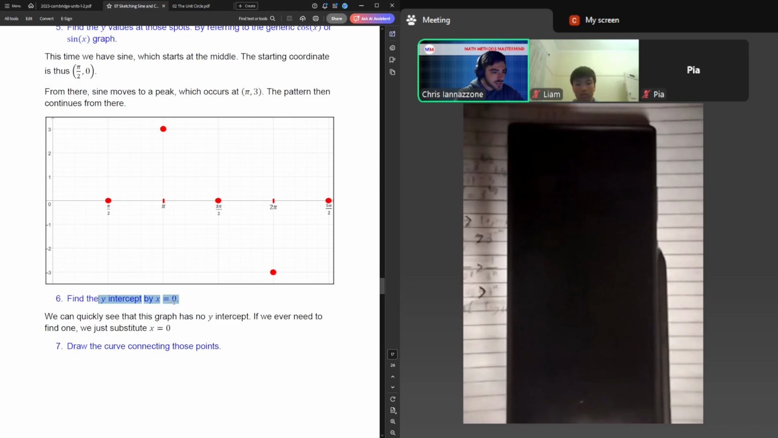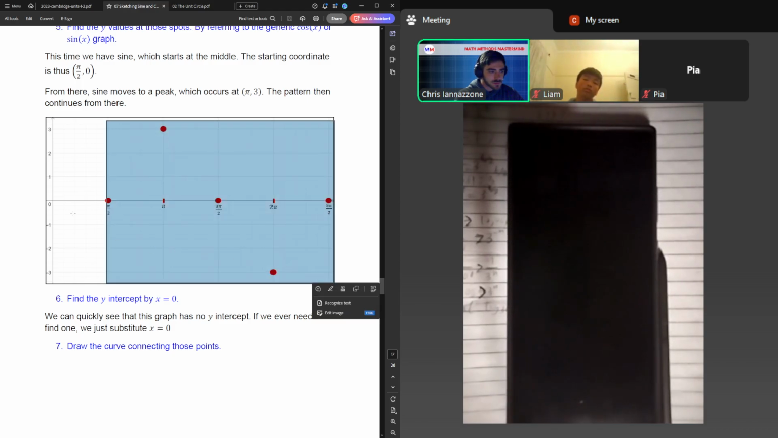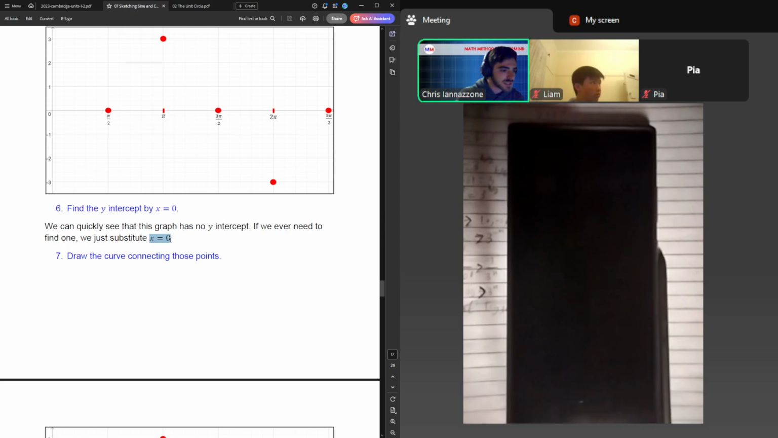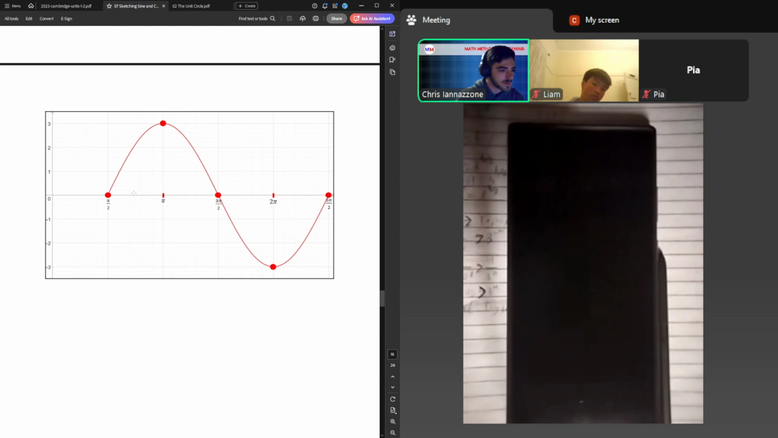If you need to find a y-intercept, you would have to substitute x equals 0. In this case, our domain is all the way out here, though. We're not actually touching the y-intercept, and so you wouldn't go ahead and solve that. We'll see an example where we do a y-intercept, but just not this one. And then just draw a curve connecting all those points.